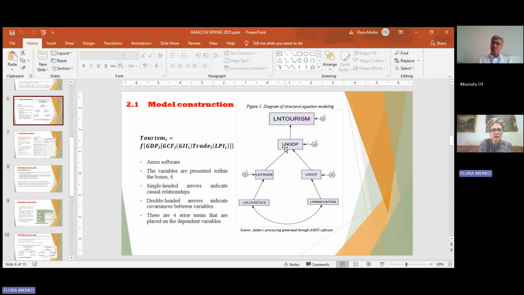Model construction: we see the model here in a diagram of a structural equation model. We have used AMOS software, and we see tourism as a function of GDP, GCF, trade, and logistics. The variables are presented within the boxes, which are 6. Single-headed arrows like these indicate causal relationships, and the double-headed arrows indicate covariance between variables.